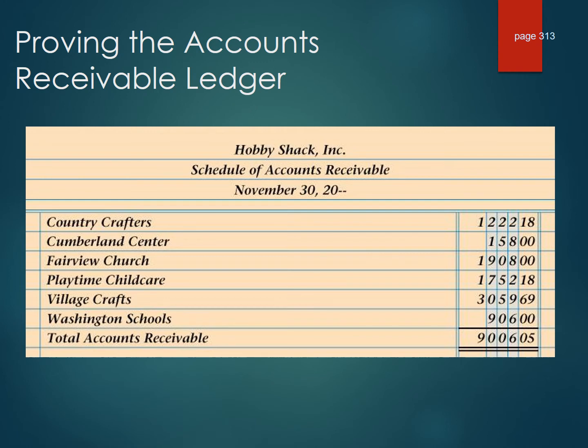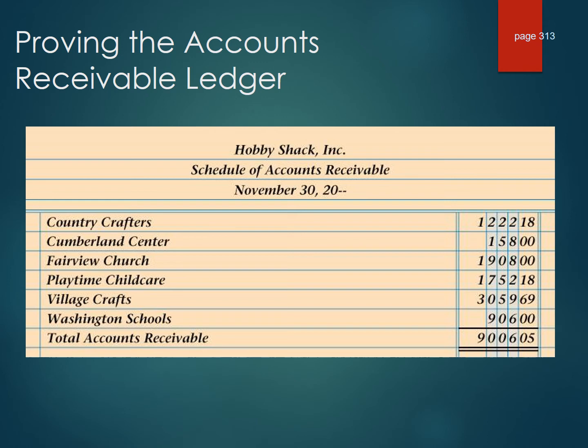Now that we have completed the posting process to our accounts receivable ledger, it is time to prepare a schedule of accounts receivable. On the first line, we will write the name of the company. The second line, we will write schedule of accounts receivable. On the third line of the heading, we will write the exact date, which is the end of the month. Up against the left wall, we will list individually each of our customer names. In the dollar amount column, we will list each of our customers' account balances.